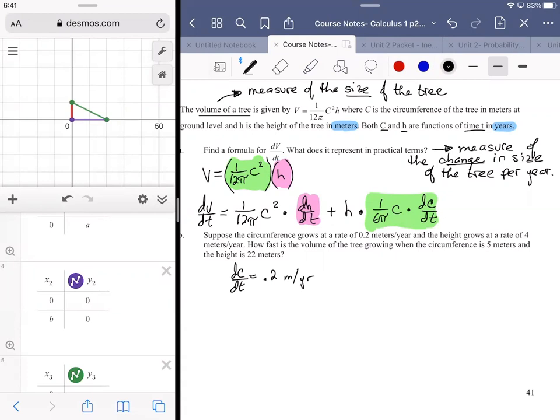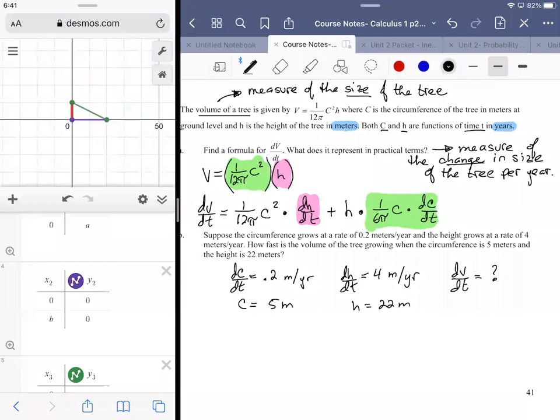All right, so 0.2 meters per year, and the height grows at a rate of 4 meters per year. So dH/dt is 4 meters per year. How fast is the volume of the tree changing, increasing or decreasing, when the circumference is 5 meters and the height is 22 meters?